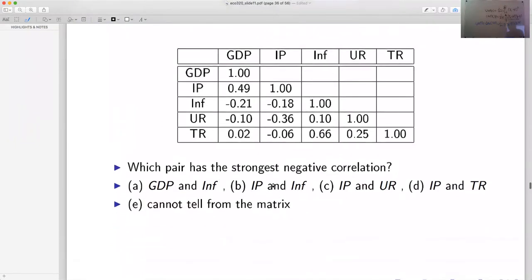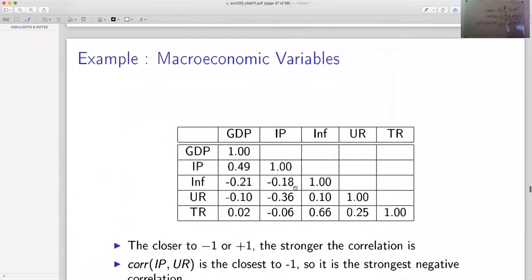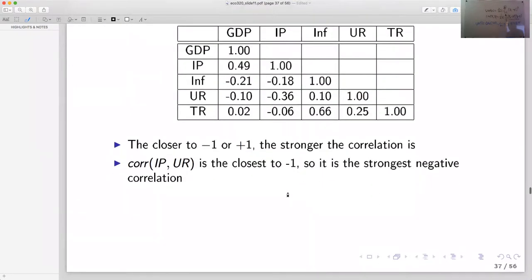So which pair has the strongest negative correlation? First find the negative relationships, and which one is the most negative? It's 0.36, which is IP and UR. So that is how you find it.